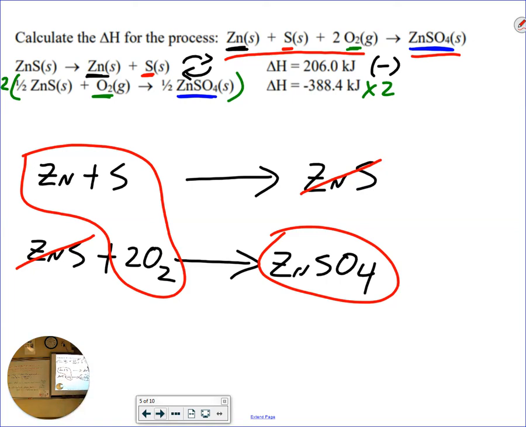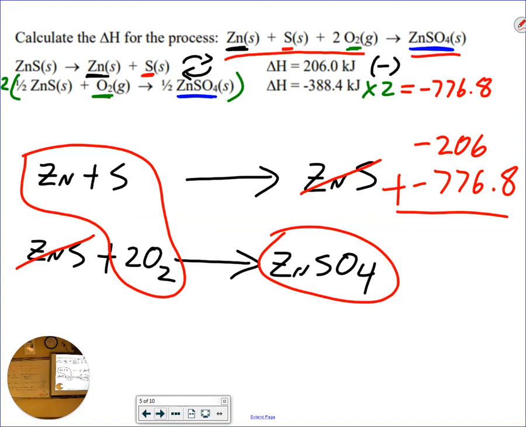So we're going to take negative 206, because we changed directions, we changed the sign. Negative 206 plus, now what is negative 388.4 times 2? Negative 776.8. Awesome. So plus negative 776.8. So we're adding two negatives together, so it's going to make a bigger negative answer. So what is our answer? Negative 982.8. Somebody confirm? I got negative 900. Negative 982.8.